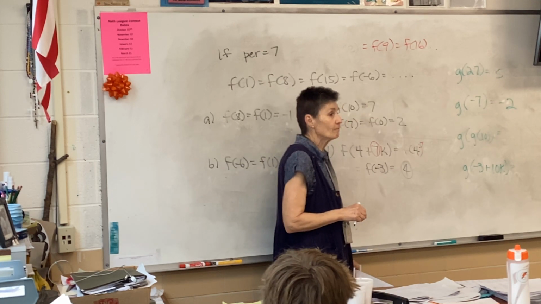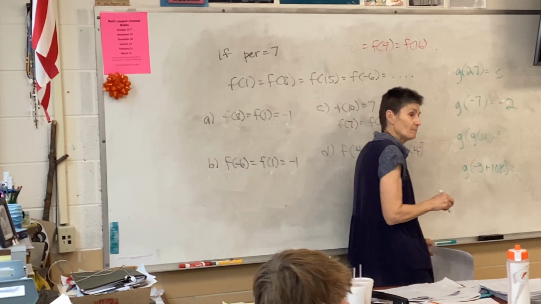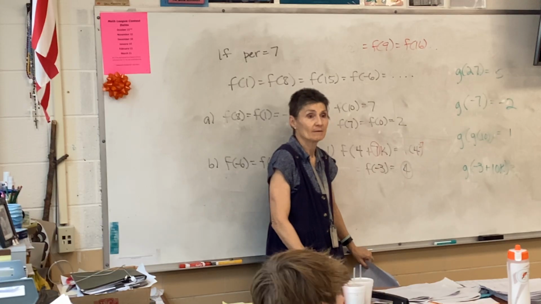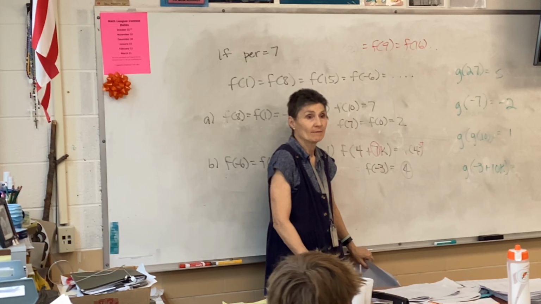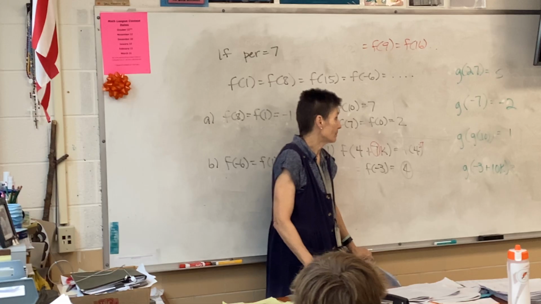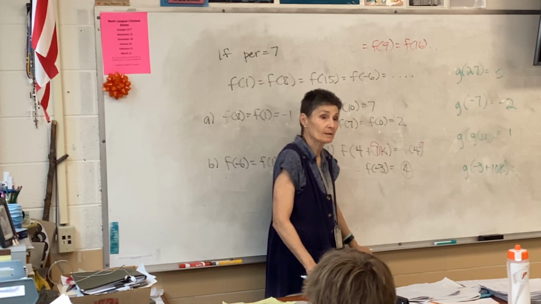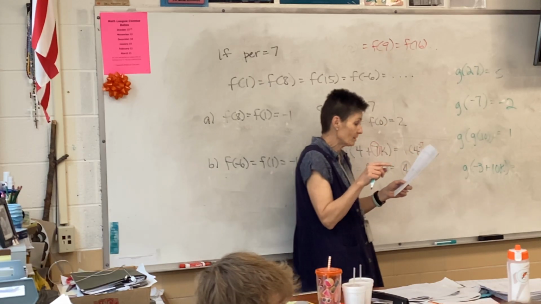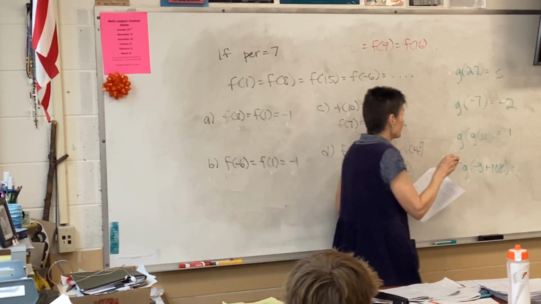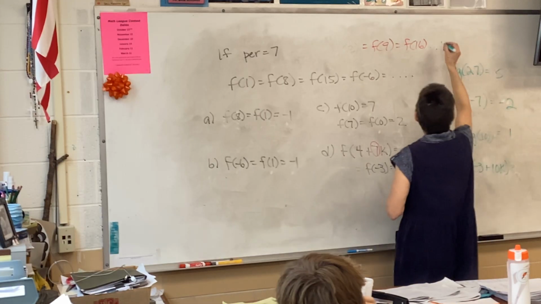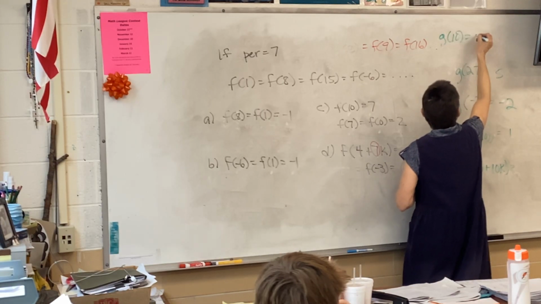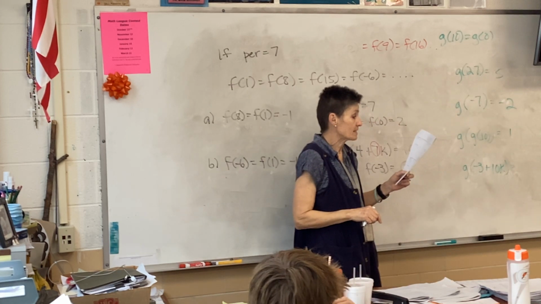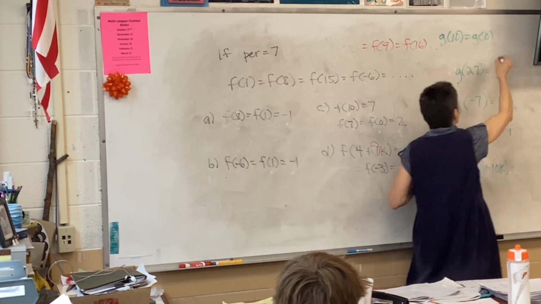Julian? G of 10. What did you get for that one? I got 1. He got 1. Anybody want to ask about that? I got 4. Got 4. For C? Yeah. Okay. So G of 10, they give me that number in the chart. Oh, no, they don't. I have to figure that out. So G of 10 would be the same as G of 0. Would you agree with that, Tanya? Because the period's 10, and G of 0 is 4.